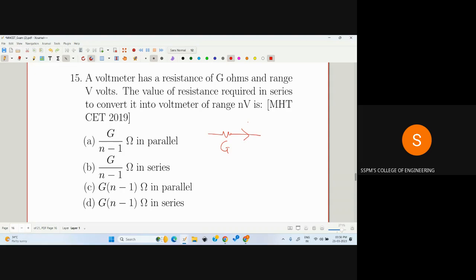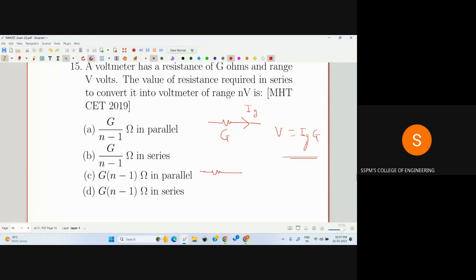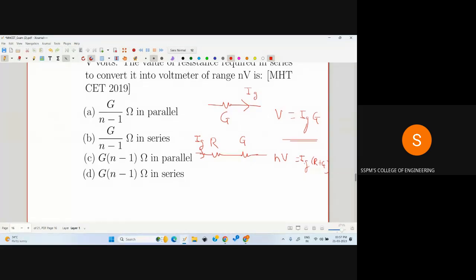Now in the next case, the resistance is connected in series to convert the voltmeter range to NV. In the second case, one more resistance R is added in series with G, and the current flowing through it is Ig. Why do we connect this? To convert its voltage range to N into V. So N into V is equal to Ig into R plus G, because R and G are in series. Are you getting? So N into V is equal to Ig into R plus G, or we can say V is equal to Ig into R plus G divided by N.